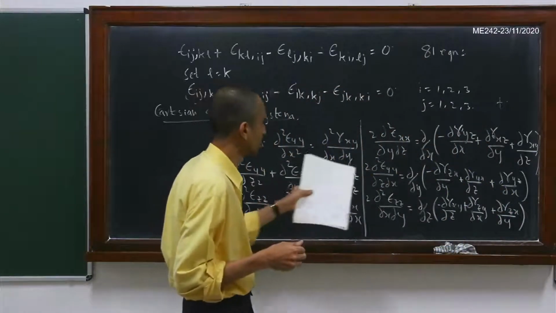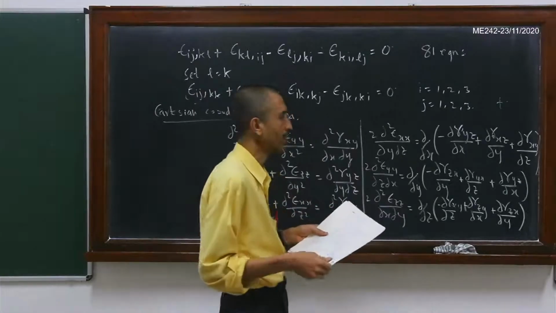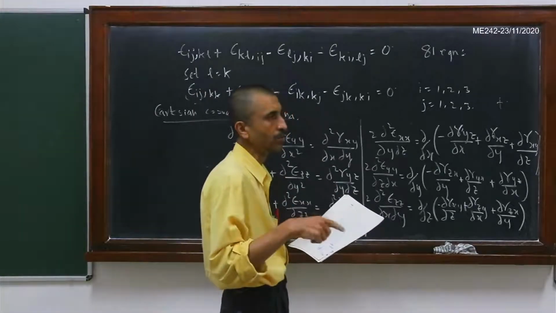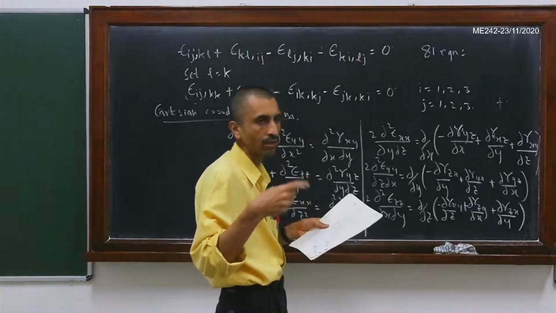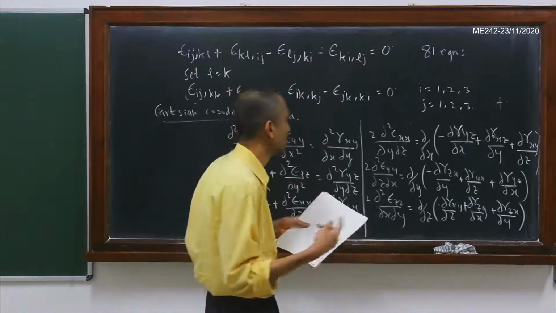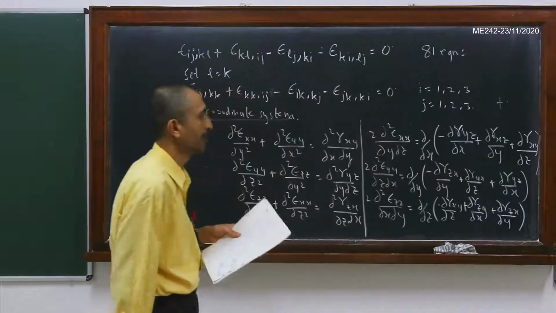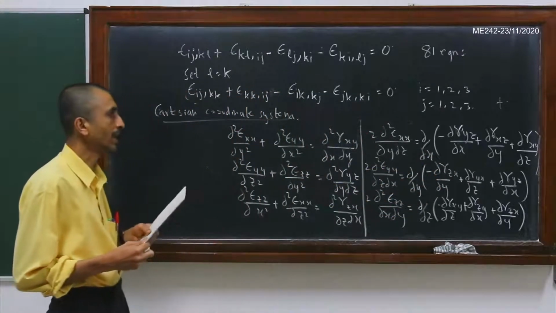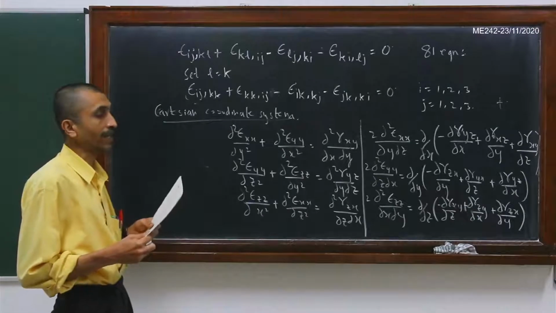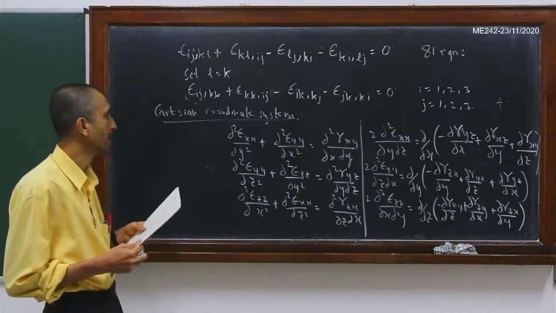So these two are just obtained by permuting the indices. That means x you change to y, and y you change to z, and z you change to x. So these are the 6 compatibility relations for the strain components expressed in a Cartesian coordinate system, right?